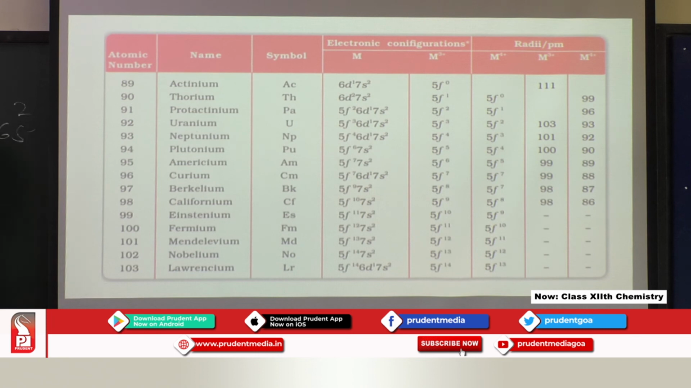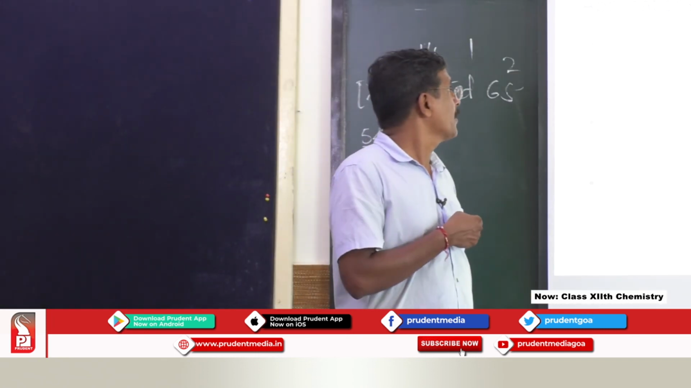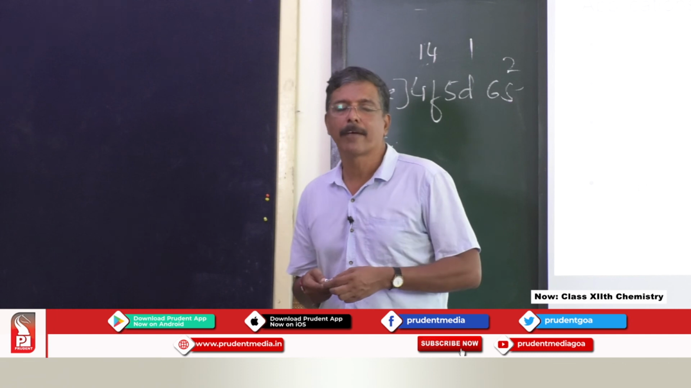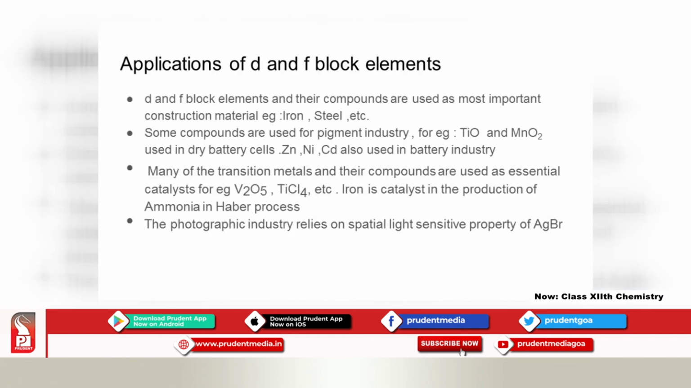Okay. Next, see the applications of d and f block elements. D and f block elements are used as the most important construction material. Example, iron and steel. They are the construction materials. They are transition metals. And compounds are used in the pigment industry. For example, titanium oxide and MnO2. They are used in batteries. Okay, zinc and nickel and cadmium, they are used in batteries.